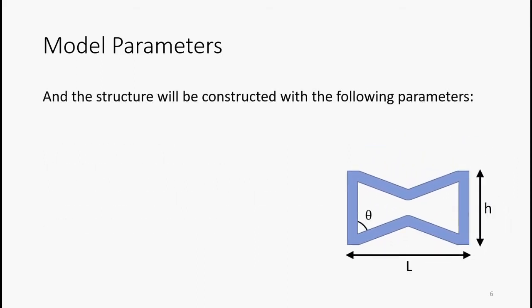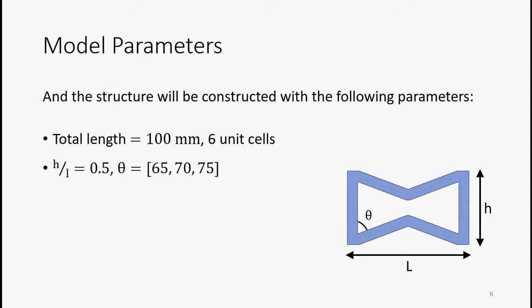The structure will be constructed using the following parameters. Its total length will be 100 mm and it will contain 6 unit cells. And each unit cell has a height to length ratio of 0.5 and 3 values for theta, 65 degrees, 70 degrees, and 75 degrees. And finally, the struts in the unit cell will have a thickness of 0.5.